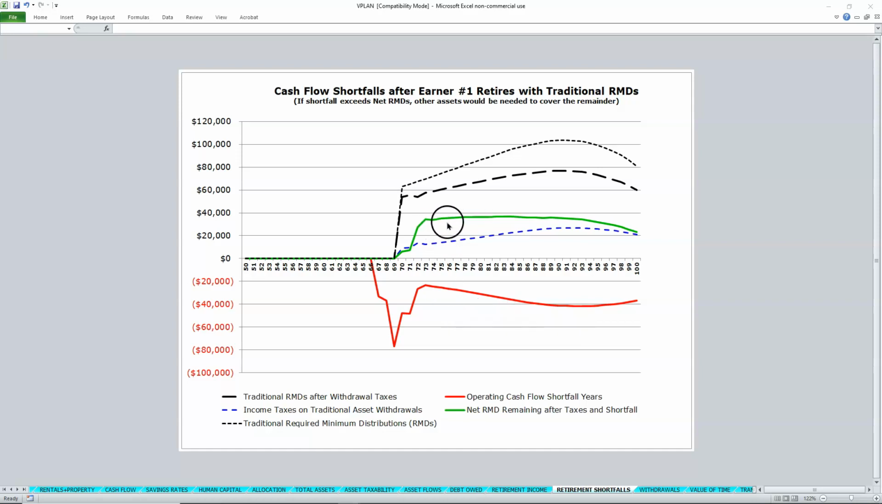In years when the green line is above $0, this means that RMDs are projected to cover all taxes and negative cash flow, with some assets left over for reinvestment in taxable accounts. However, if the green line is at the $0 line, then this means that negative cash flow exceeds after-tax RMDs. In that situation, additional assets would need to be liquidated to cover the portion of the negative cash flow that RMDs did not fund. Next, we will click and view the blue tabbed withdrawals graphic.